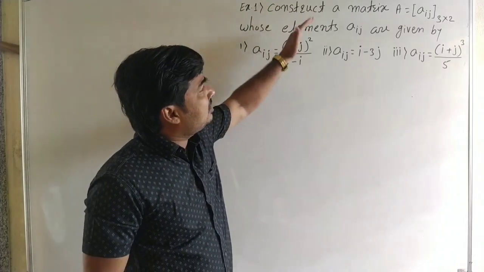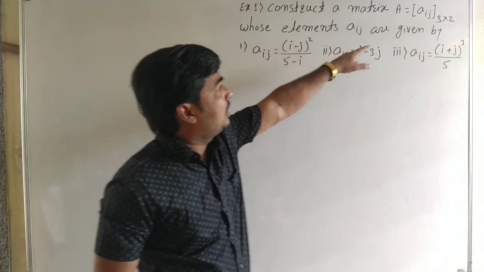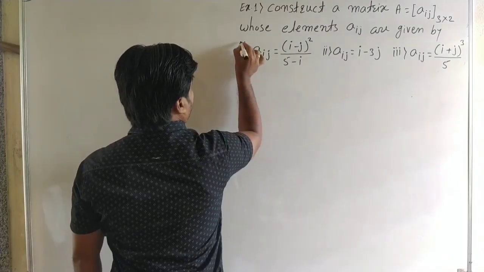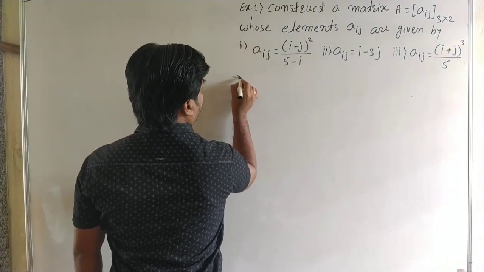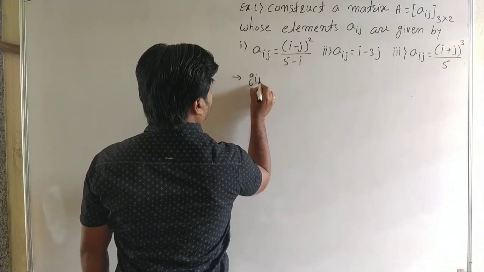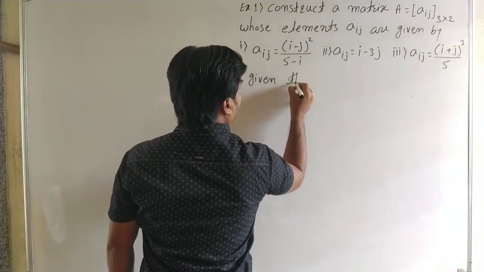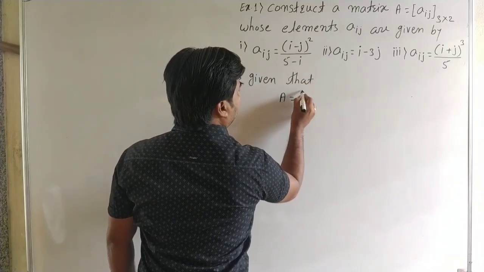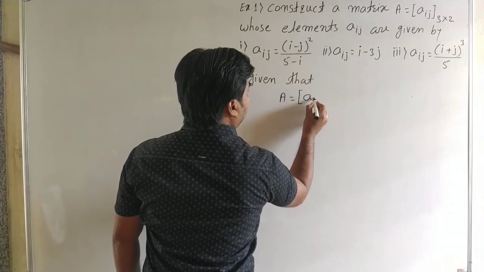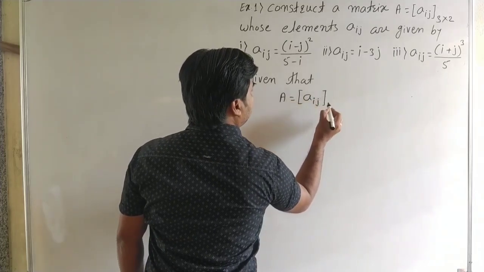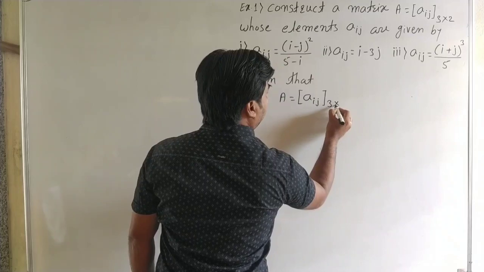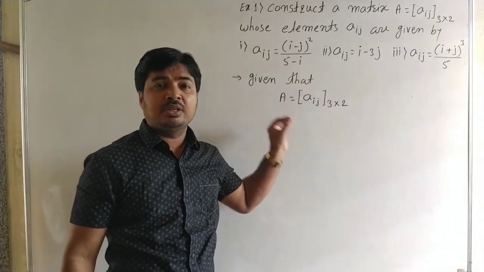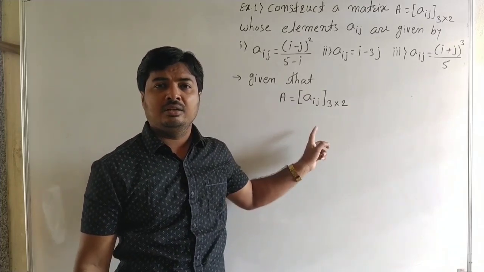Construct the matrix A whose order is 3 by 2. Here the matrix A is given with element a_ij, where i is the row number and j is the column number, and whose order is 3 by 2. See carefully. Order is 3 by 2, that means 3 rows and 2 columns.